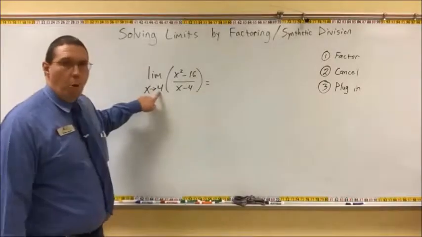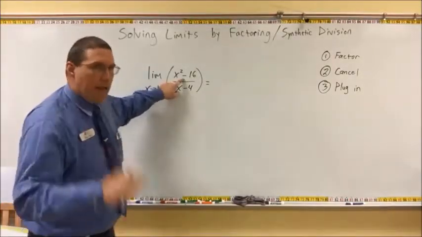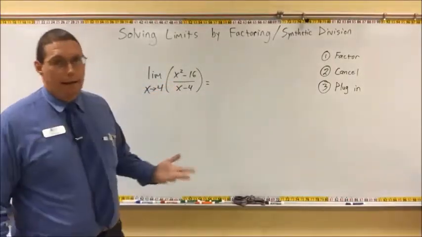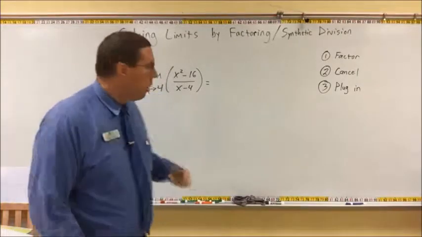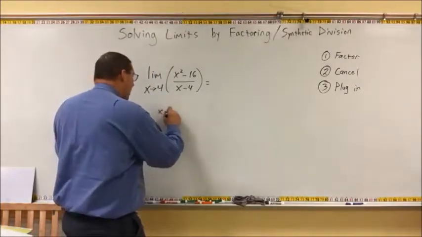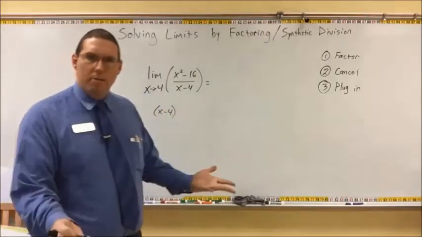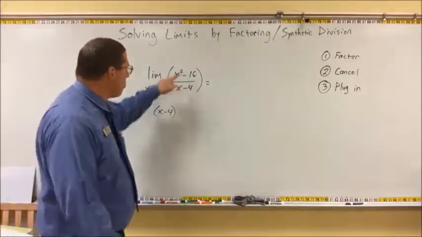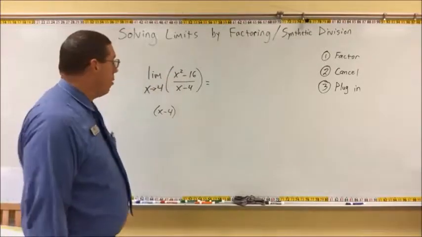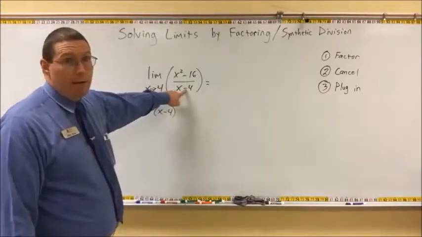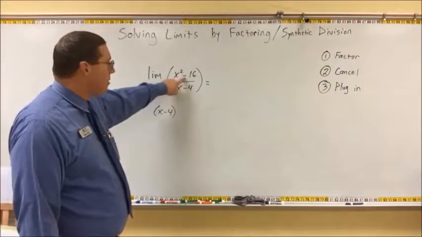When I plug a 4 into the numerator and when I plug a 4 into the denominator, I get 0. Therefore, there must be an x minus 4. The factor x minus 4 must be in the numerator and the denominator. Well, I can see it in the denominator. It's right there. But I can't see it in here.